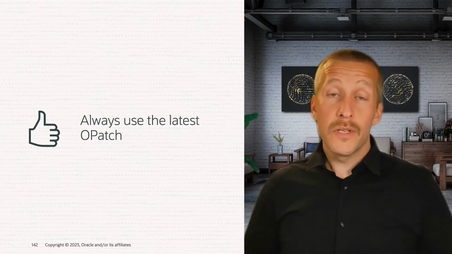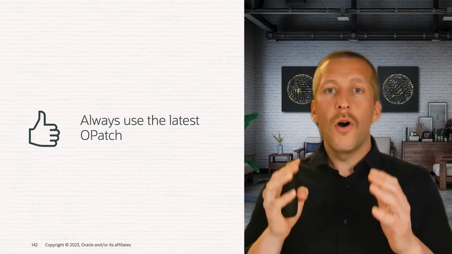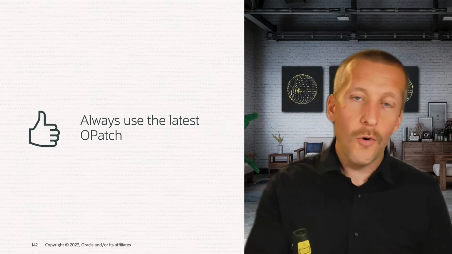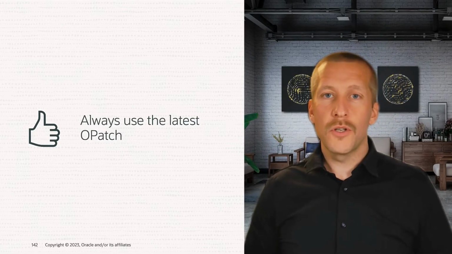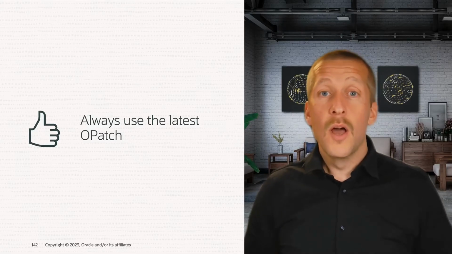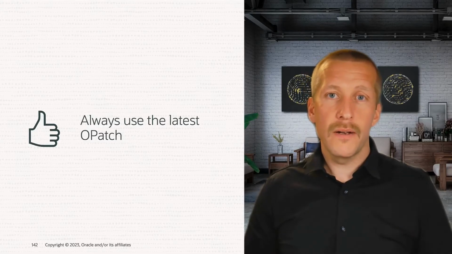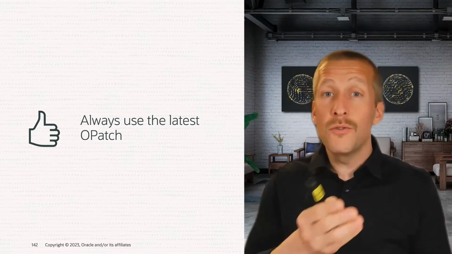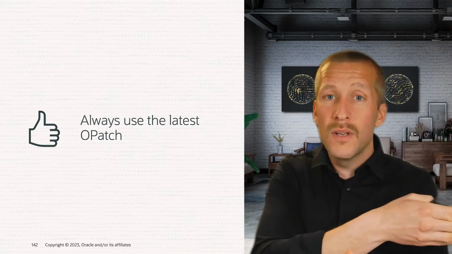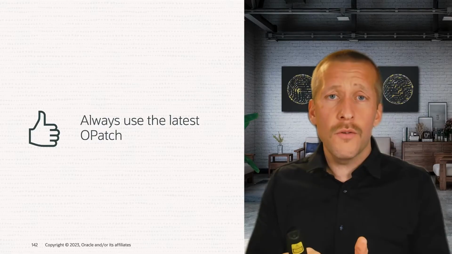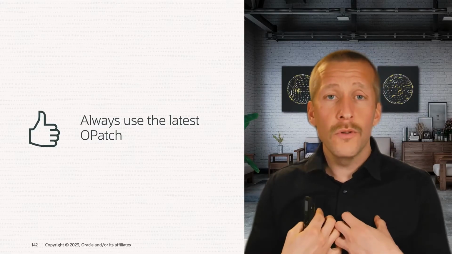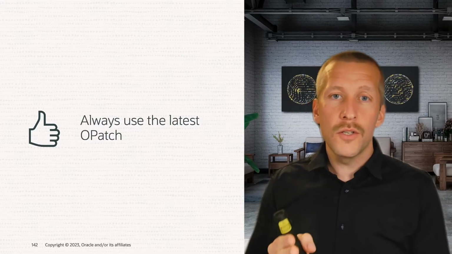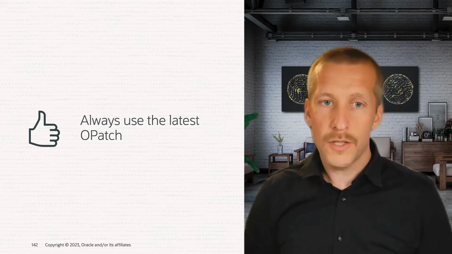Like I told you previously with Grid Infrastructure, you should always use the latest version of OPatch. When you check the patch README file, it might say that it's fine to use an older version of OPatch, but put it into your runbook. Make it a rule for yourself that you always use the latest version of OPatch.